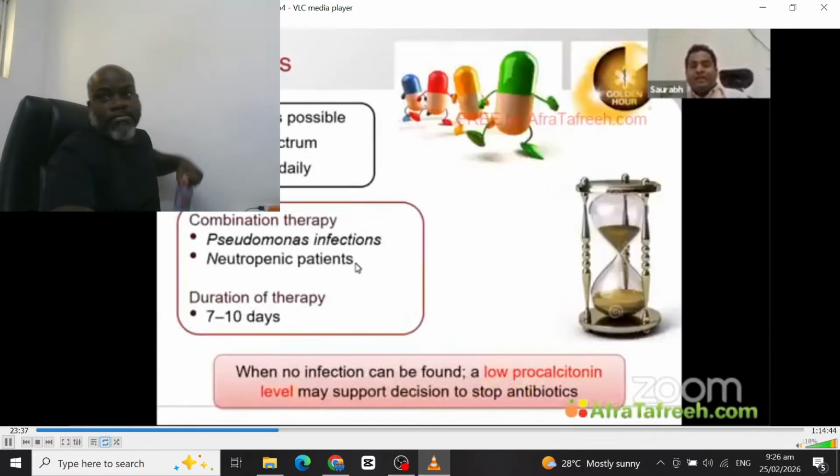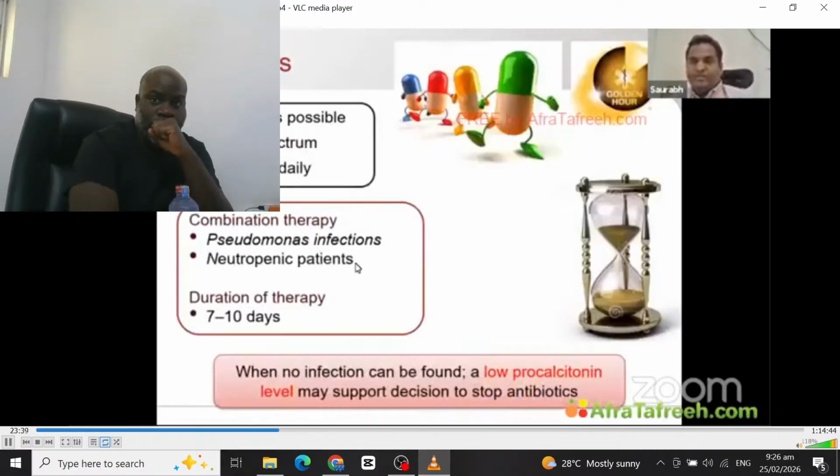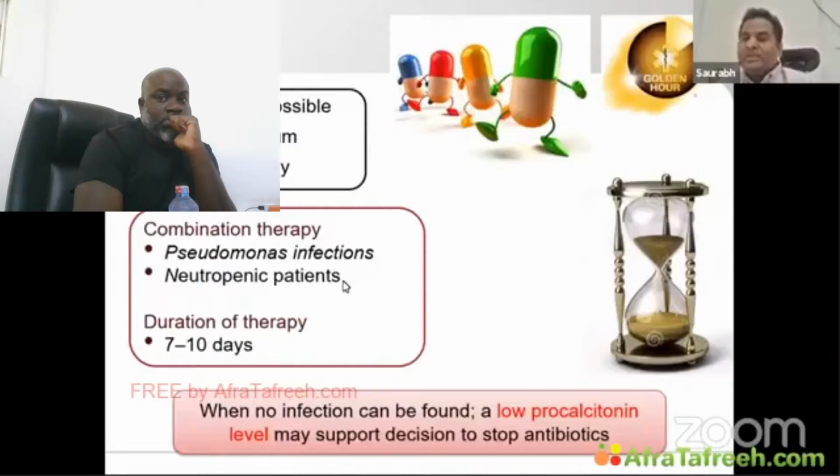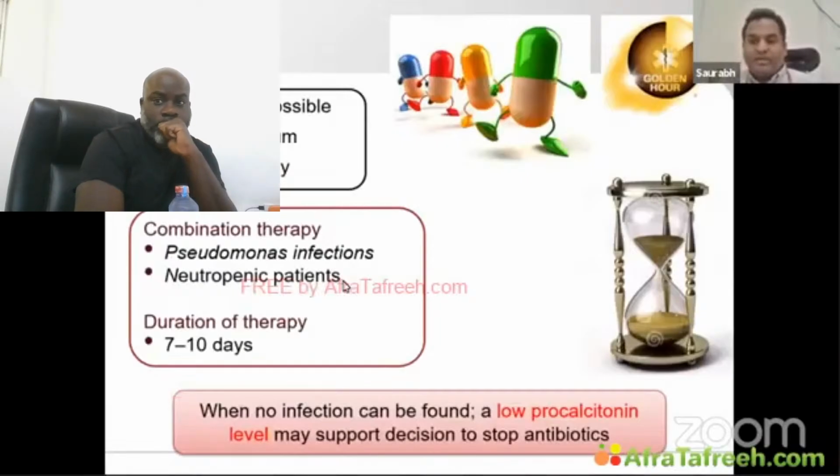So we need to give antibiotics as early as possible. We should give them broad spectrum antibiotics. We assess the treatment daily. So there are certain situations where we need to give combination therapy. That means combination of antibiotics. I'll be going into a little bit more detail in the next few slides.